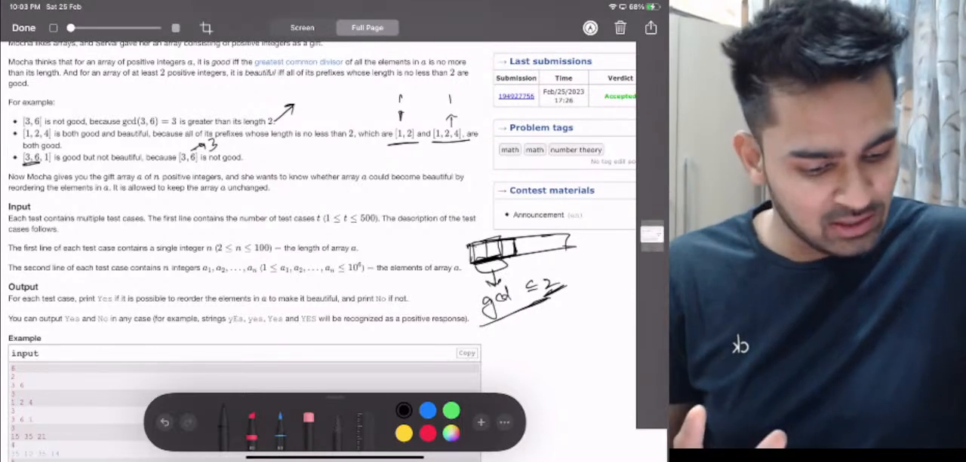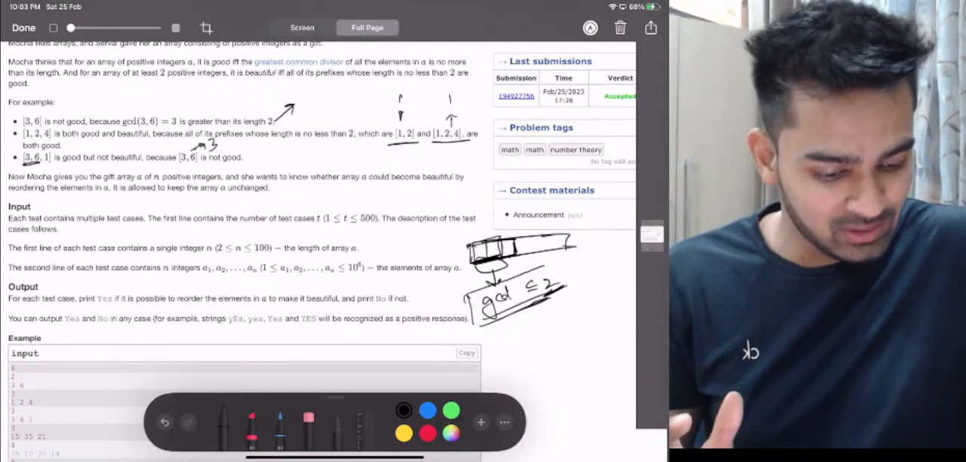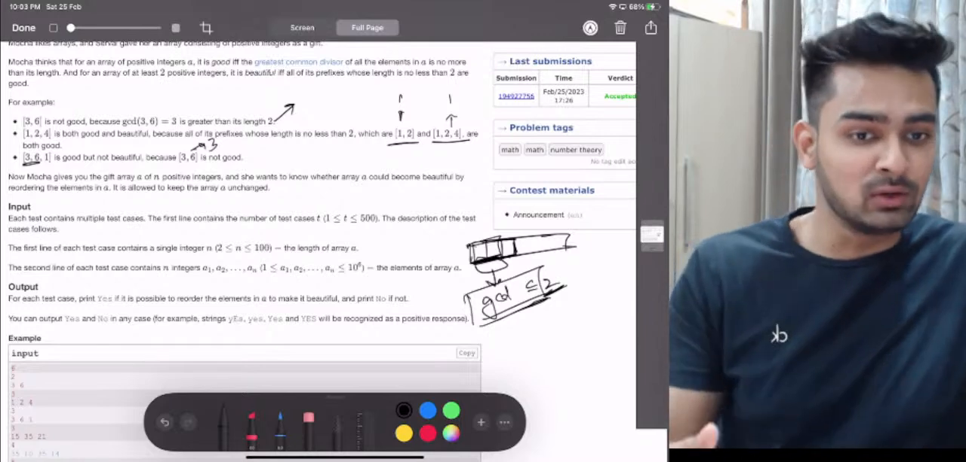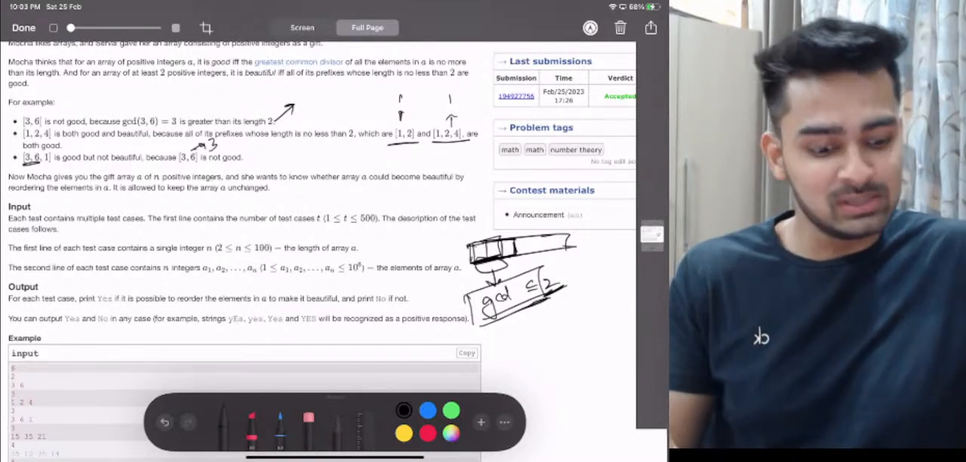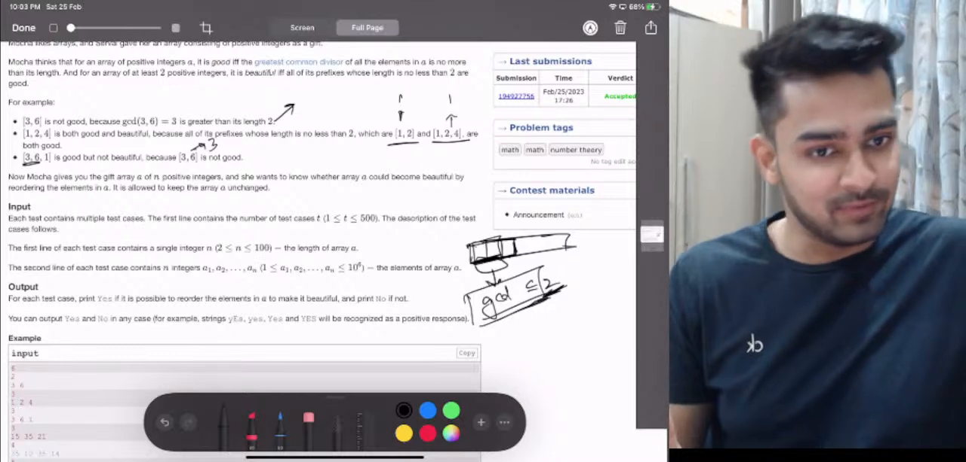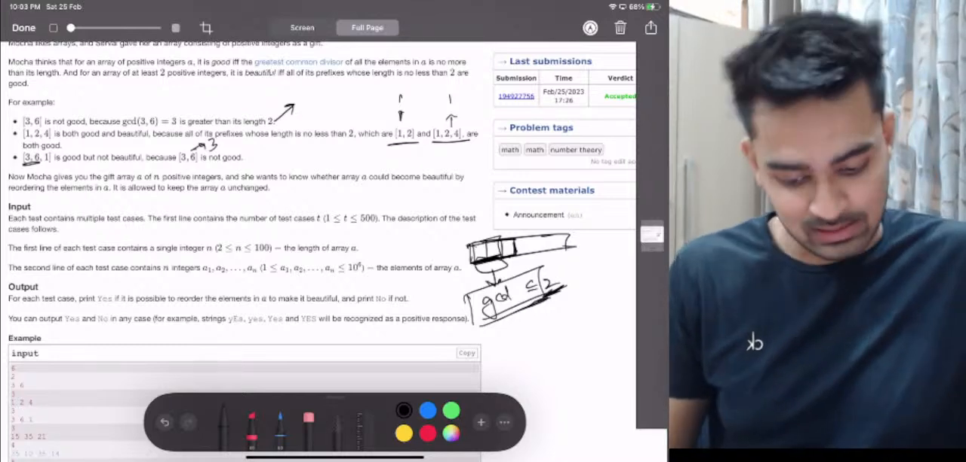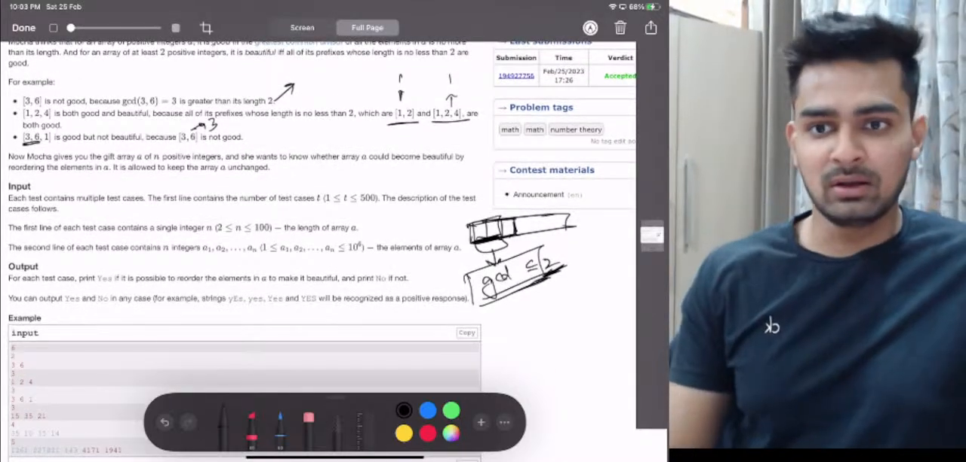Okay, so that is all you have to do. You just have to do two nested loops, figure out if there are any two values in the entire array whose GCD is less than or equal to 2. If yes, then the answer is yes, otherwise no. That's it. I hope the logic is clear to everyone.